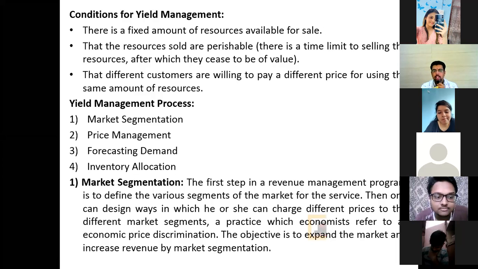Depending on that, as a service marketing manager, you need to follow how much yield of a particular manufacturing of that product or units of a product you are going to manage in your organization. Then what exactly is the yield management process? Here there are majorly 4 points. First is market segmentation. Second is price management. Third is forecasting demand. And fourth is inventory allocation. These are the major 4 points under the yield management process. Then what is market segmentation? How are you going to segment the market?